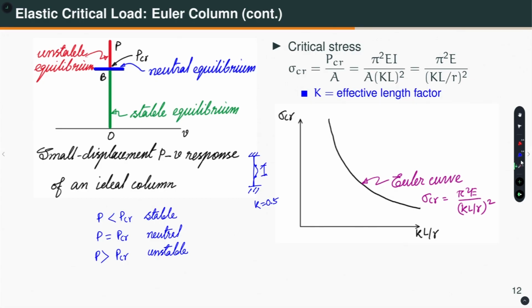Now I can rewrite this equation, just replacing the moment of inertia I with the radius of gyration, I is equal to A r square, then I will be getting pi square E by K L by r whole square. So, I can plot this sigma CR versus K L by r, this is the Euler buckling curve, that you have seen in your mechanics of solids class.